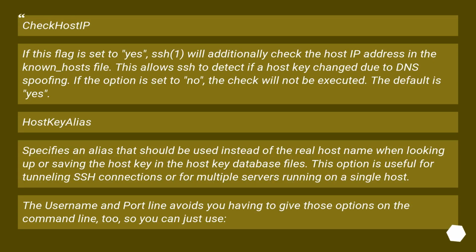CheckHostIP: if this flag is set to yes, SSH will additionally check the host IP address in the known_hosts file. This allows SSH to detect if a host key changed due to DNS spoofing. If the option is set to no, the check will not be executed. The default is yes. HostKeyAlias specifies an alias that should be used instead of the real host name when looking up or saving the host key in the host key database files. This option is useful for tunneling SSH connections or for multiple servers running on a single host.